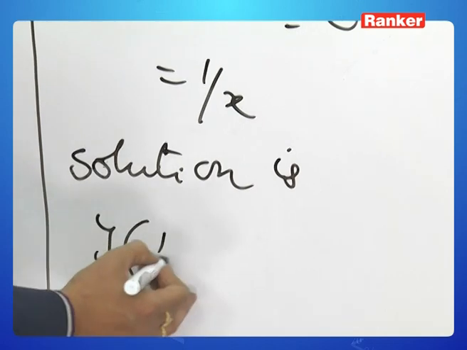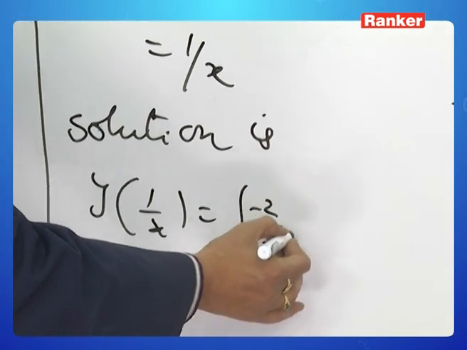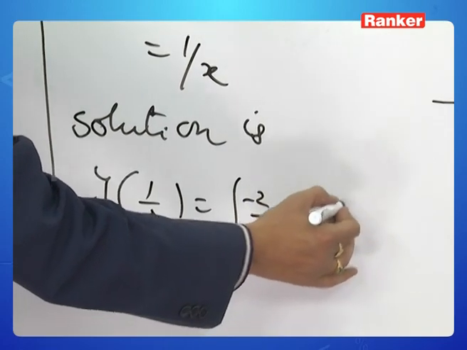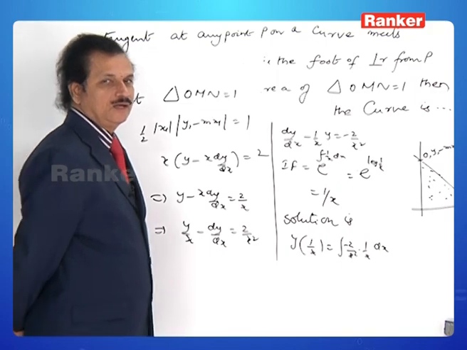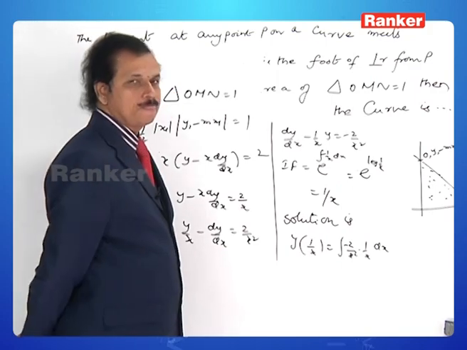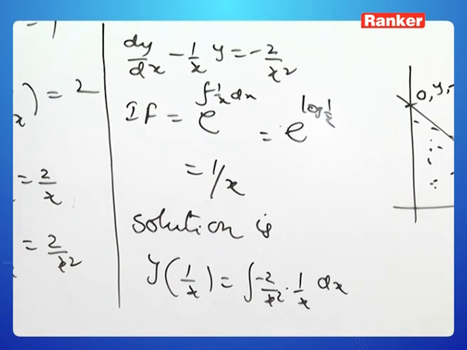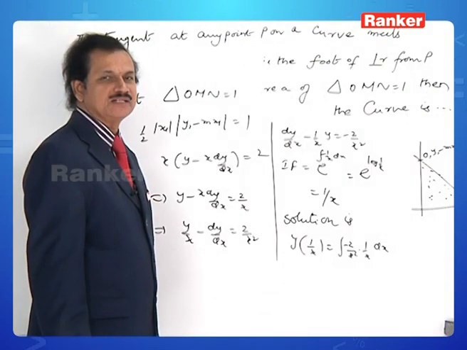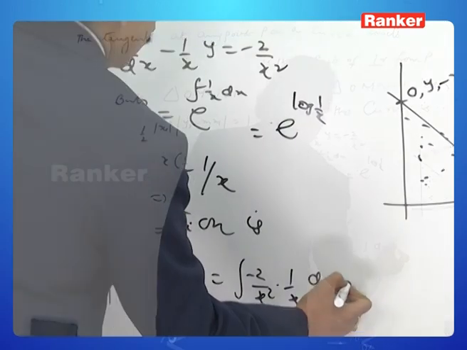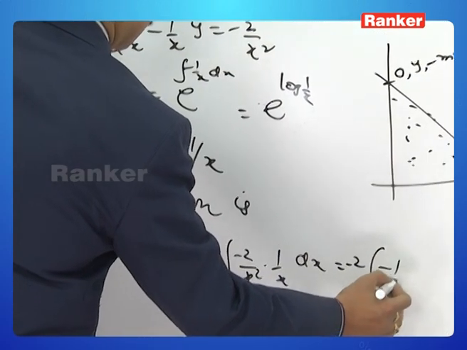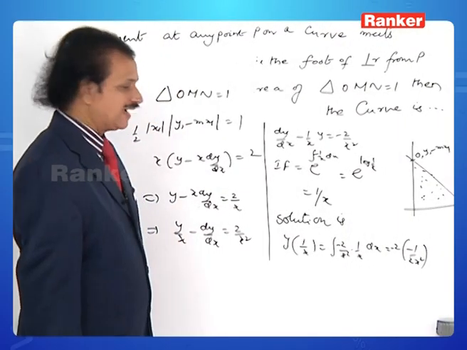Solution is y into integrating factor is equal to integral of minus 2 by x square into 1 by x dx. It is minus 2 by x cube. You bring minus 2 out. What is 1 by x cube? Integral of 1 by x cube is minus 1 by 2x square, isn't it? So this is minus 2 into minus 1 by 2x square. So that 2 and 2 will be cancelled.